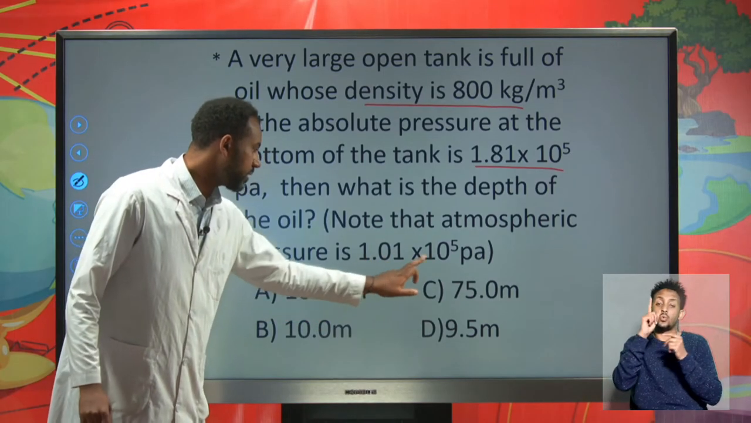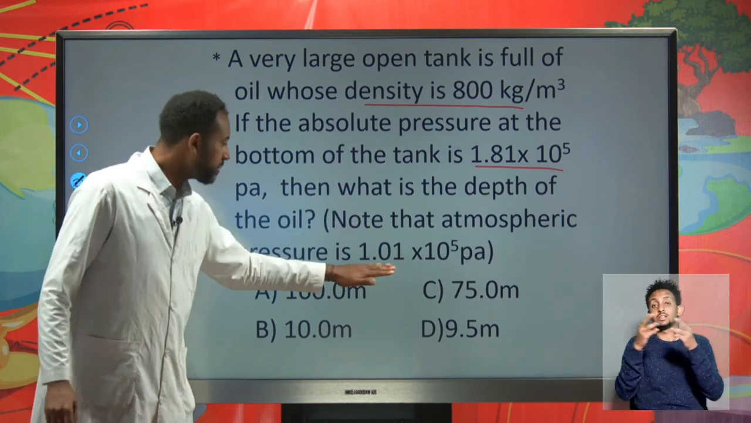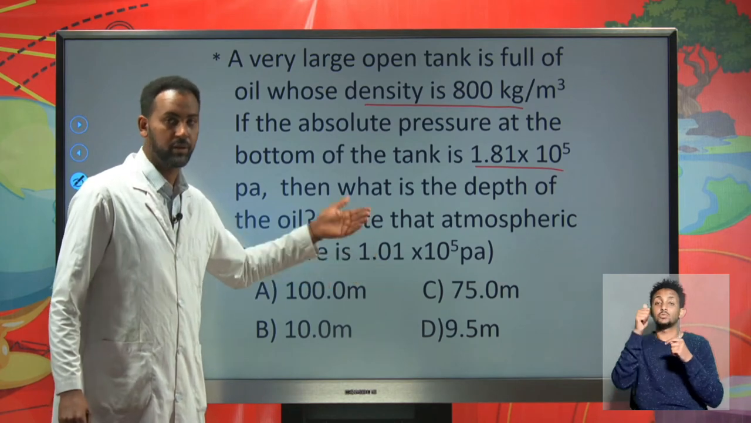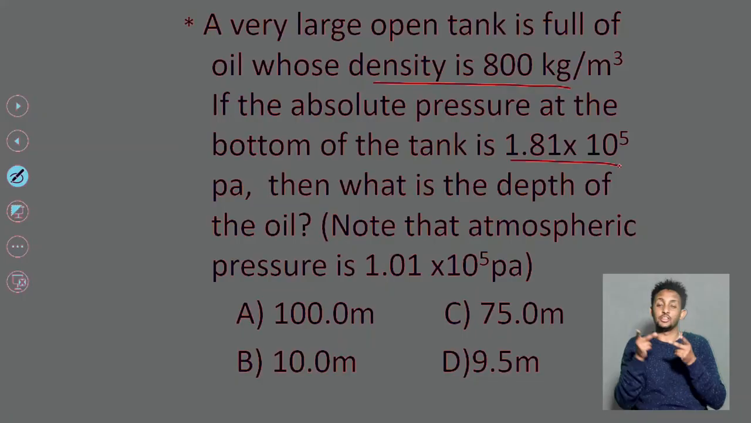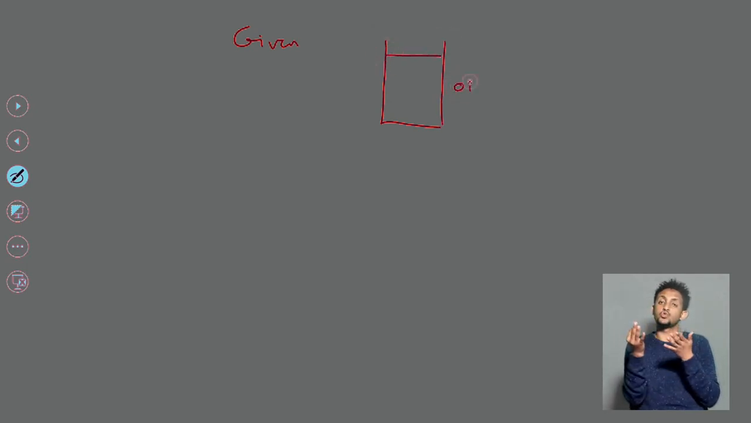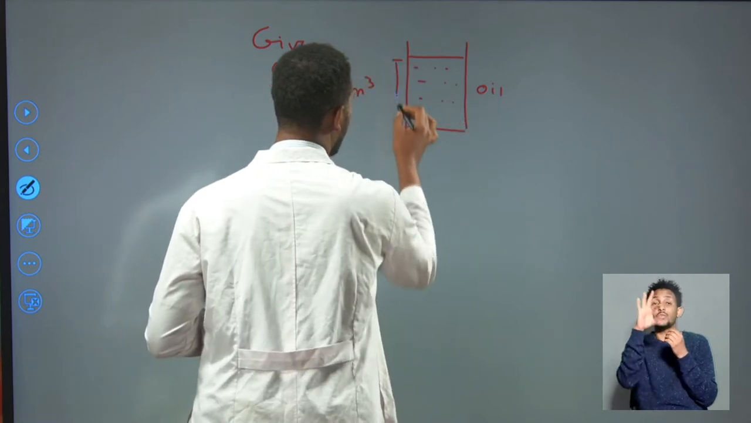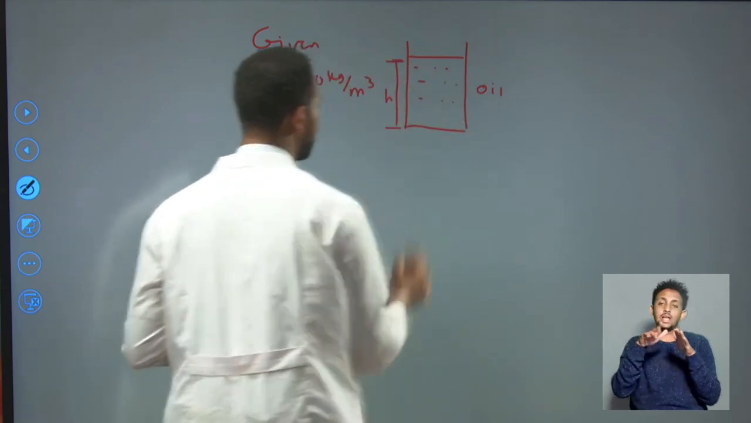You see, 1.01 times 10 to the power of 5 Pascal, meaning that this equation is given at sea level. Or sometimes it might be a different atmospheric pressure depending on the elevation. So to solve this, what are the given quantities? Here you have a container, and that container contains fluid, and that fluid is oil. And the density of oil is, it says, 800 kilogram per meter cube. Okay. Now we are asked to find the depth, or the level, of this oil.